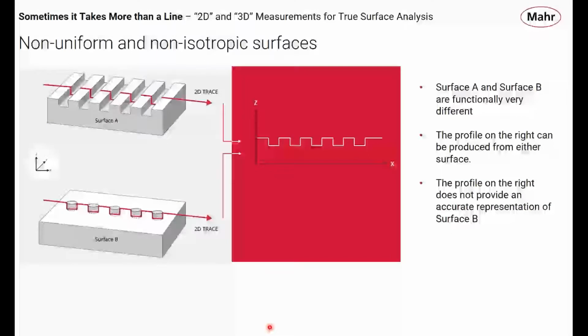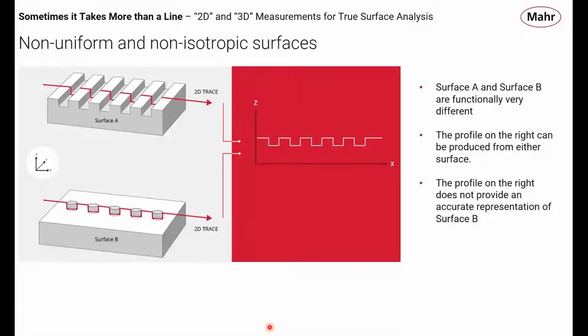So this is a very basic diagram to explain what I'm talking about here. The profile on the right could be attained from both of those two surfaces that I show, from both surface A and surface B. If we're doing a profile, we could see that profile from both surfaces. That profile would indicate to us that surface A and surface B are the same. Obviously, surface A and surface B are absolutely not the same. They are going to behave functionally very, very different.